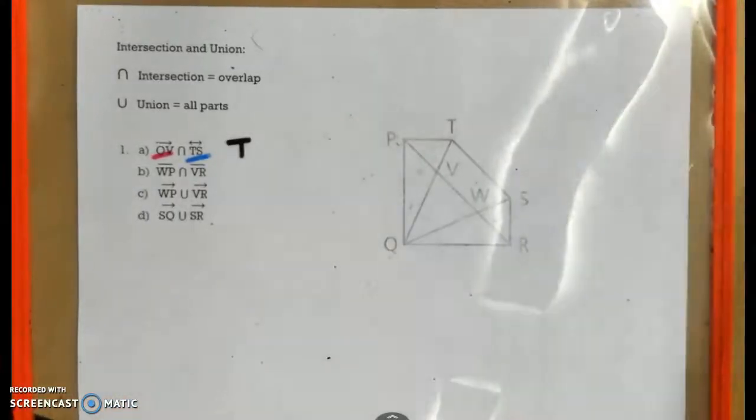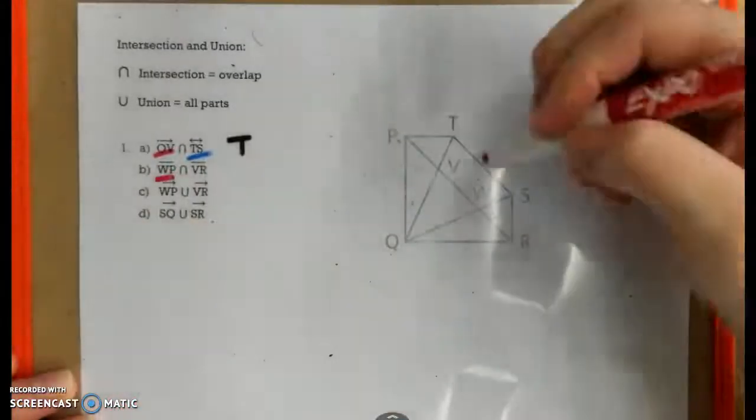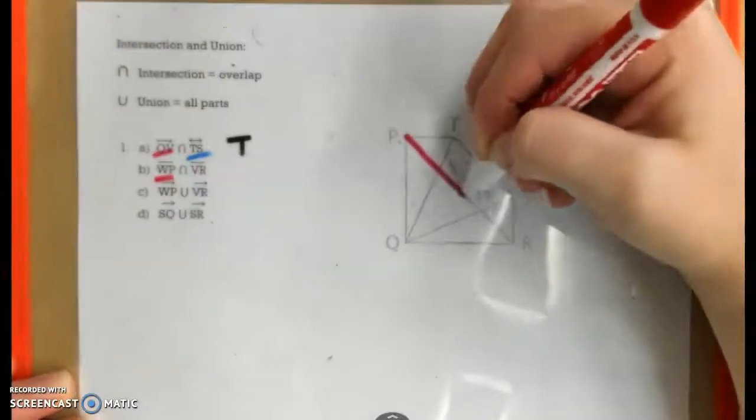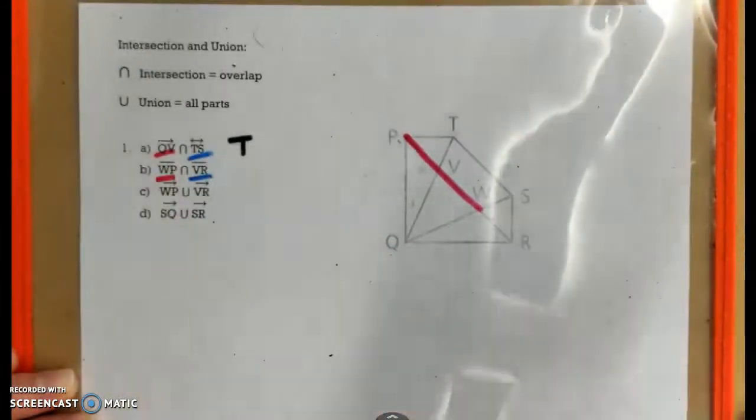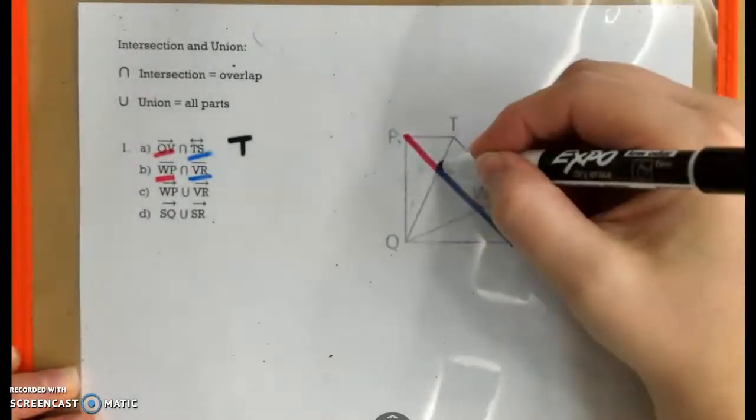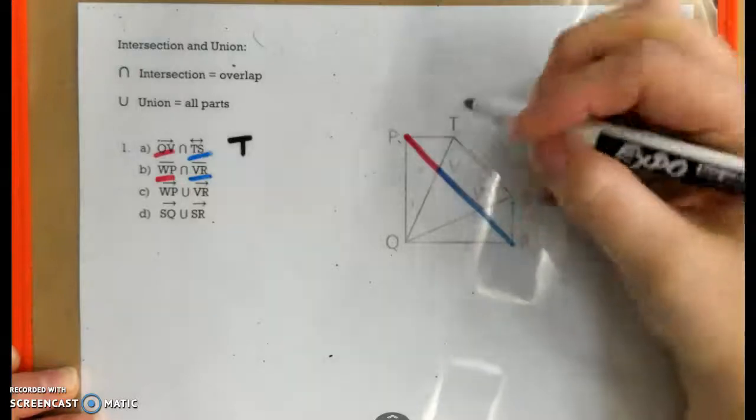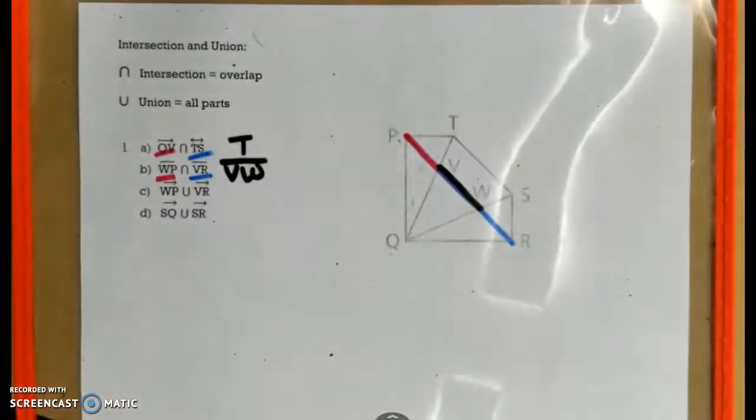And part B is looking for, again, an intersection. I've got that upside down U of segment WP. So WP. And we're looking for the intersection with segment VR. So where they overlap. And the place where they overlap is all of the points between V and W. So this would be segment VW. That's the intersection of segment WP and segment VR.